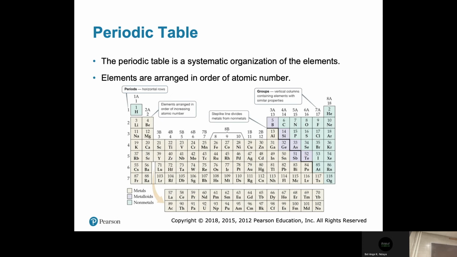That will be far more important to you than the period number. I mean, there are trends with the period number, but in this class and your next class, the group numbers are going to be used the most. The group numbers.